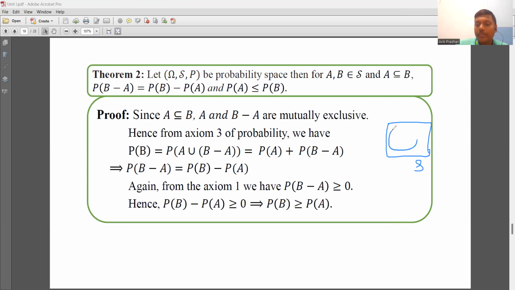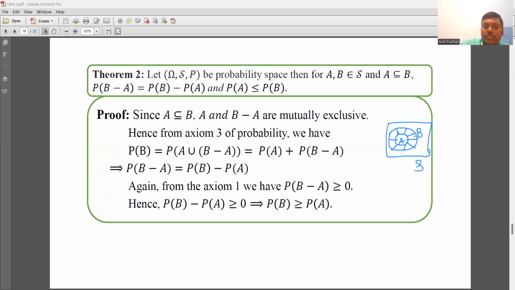So I have set B and I have a set A here, which is inside B. A is a subset of B. Okay. Then if I want to show the probability of B minus A, I am talking about this portion which is outside A, the portion of B which is not containing the A part. Excluding this A, I am talking about the B part.